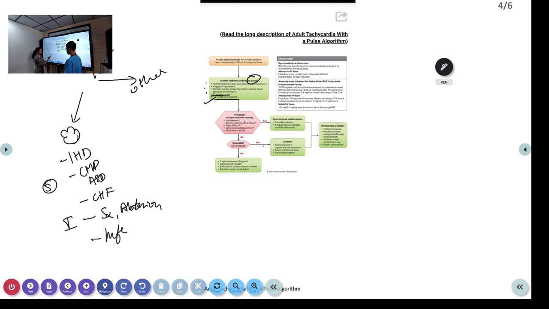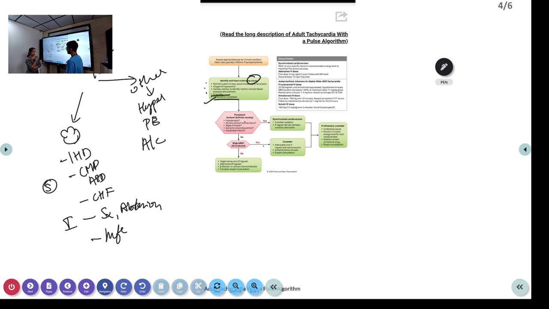Now the non-cardiac causes: infections, then thyrotoxicosis, hyperthyroidism, then pulmonary embolism, and alcohol binge. What is that called? Holiday heart syndrome, alcohol binge.